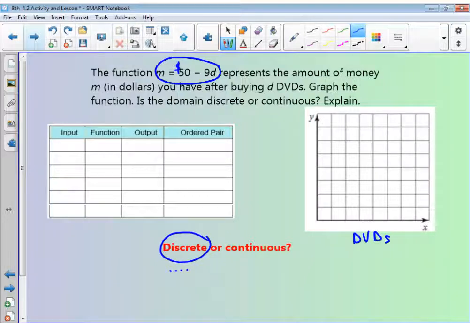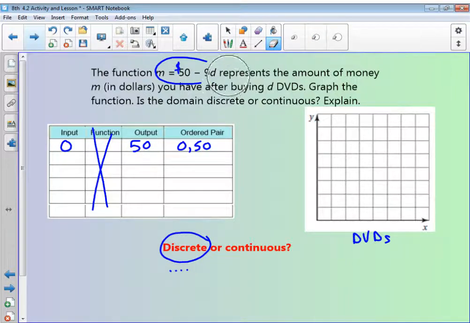So our inputs, well, let's go through. We could buy 0 DVDs, right? So if I put 0 in place of d, 9 times 0 is $0. 50 minus 0 is still going to leave us with $50 left over. Okay, this is not big enough for me to write in, so I'm not going to write it in there. Okay, so that means our ordered pair is over to 0, up to 50. Okay, so let's go through. We're going to do these and then I'll decide what numbers to use.